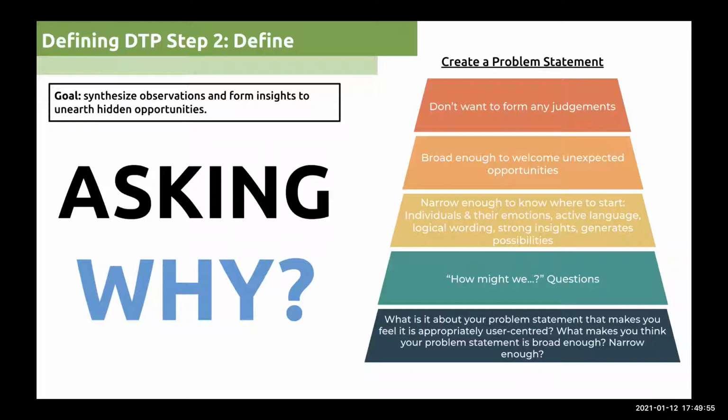How is it going to impact your users? Is it going to meet the need that they have? And making sure that you're able to keep that in mind continuously is very important to apply the design thinking process very effectively. The next question is, what makes you think that your problem statement is broad enough? And the final question is, what makes you think that your problem statement is narrow enough?